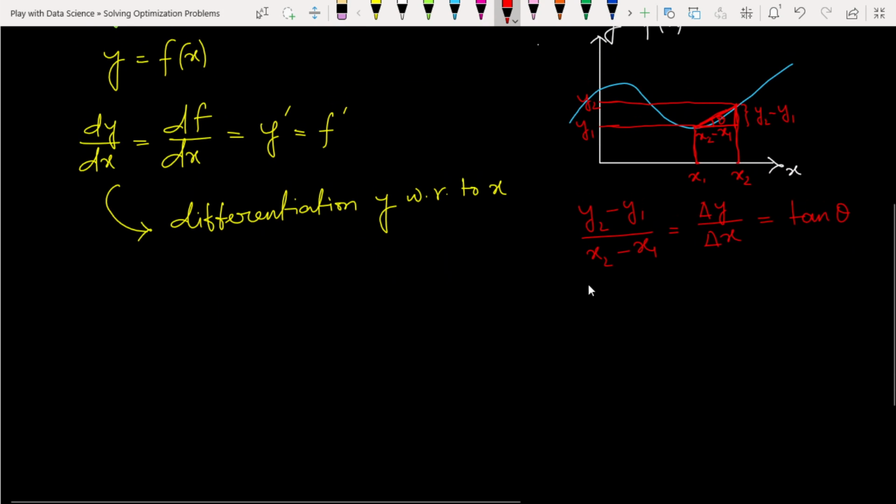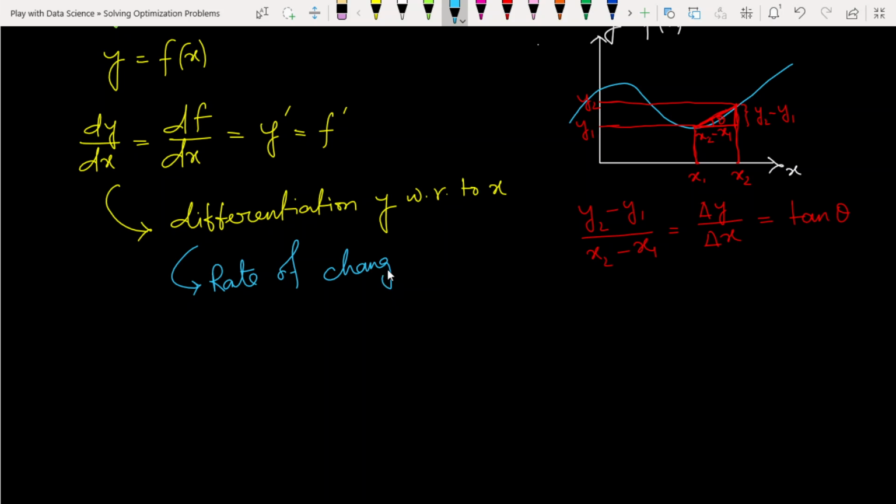Intuitively, using this concept, differentiation is called the rate of change of y as x changes.